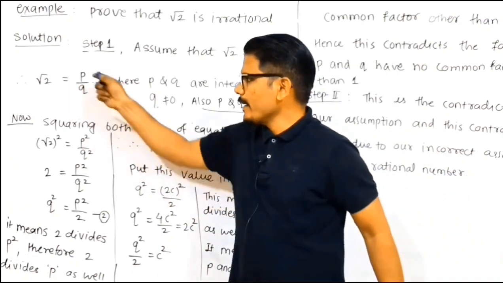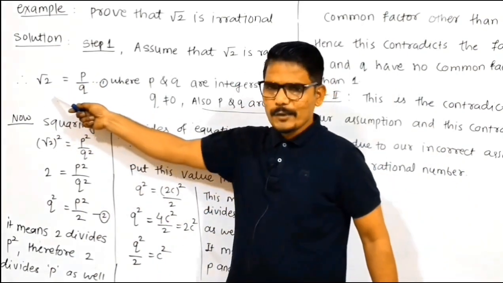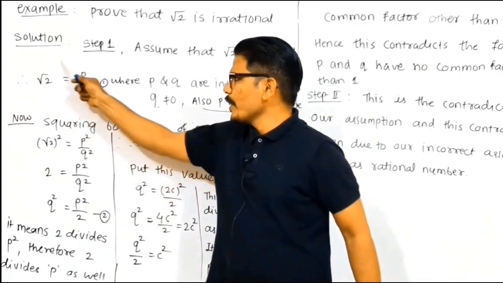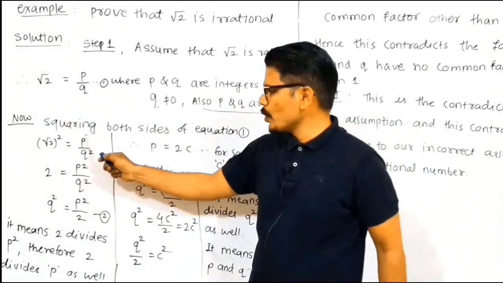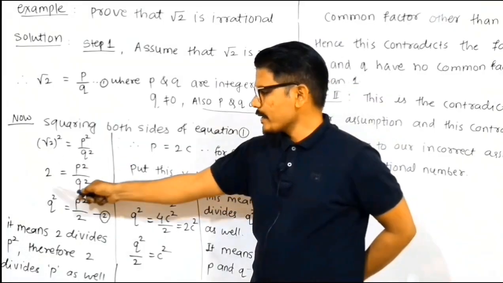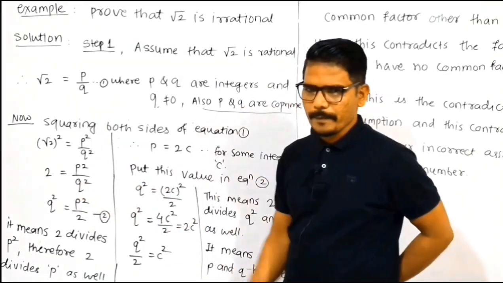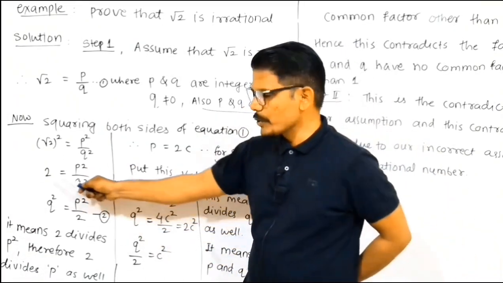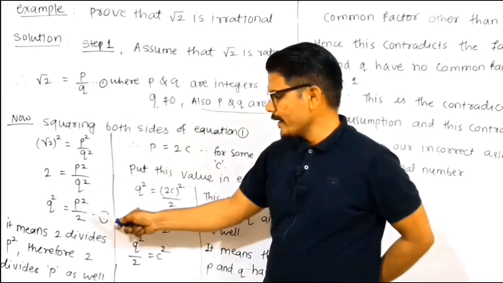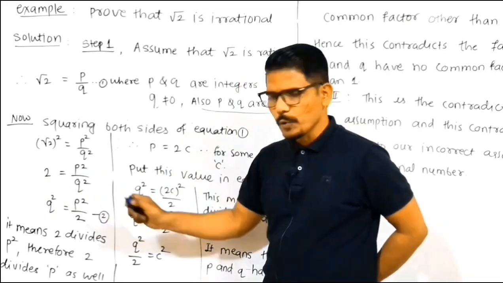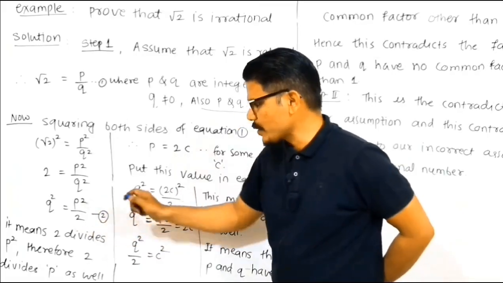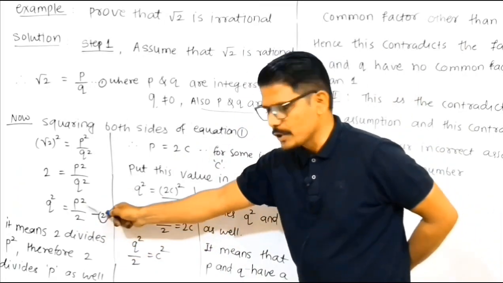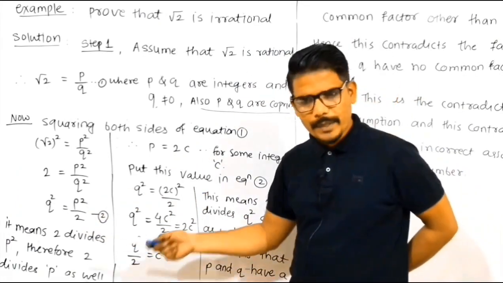Now, this is our assumption, and in the next step, we are going to square the equation. Squaring both sides, we get root 2 square is equal to p square upon q square. Next, it will become 2 is equal to p square upon q square. If we shift q square to the left side and 2 to the right side, we'll get q square is equal to p square upon 2. It means that 2 is dividing p square. If 2 is dividing p square, that means 2 is dividing p.